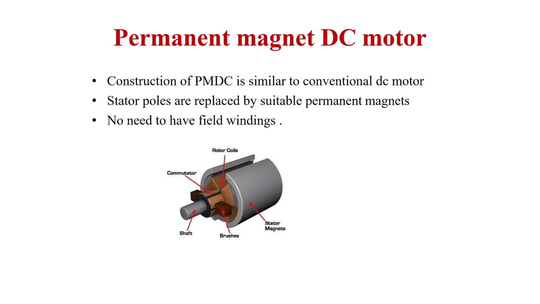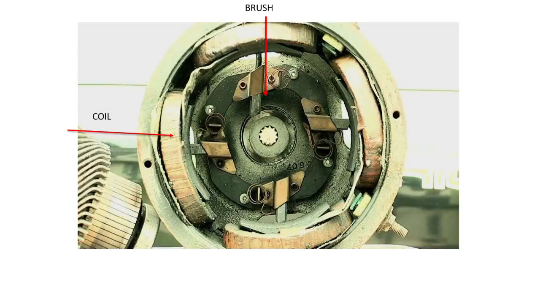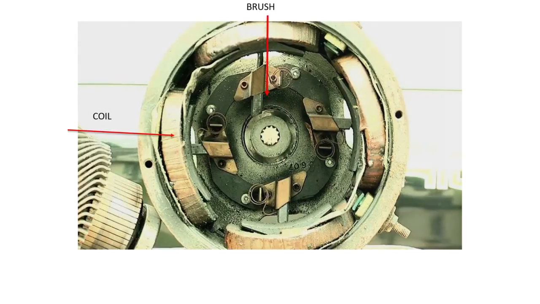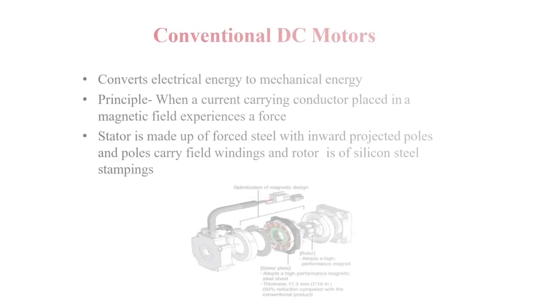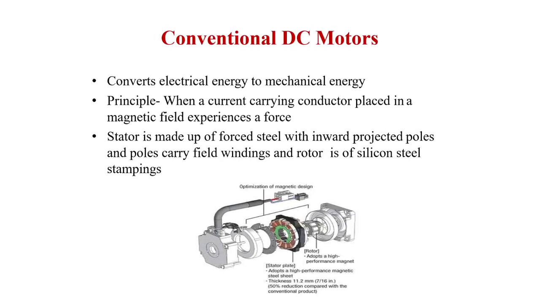Permanent magnet DC motor. Whereas in conventional DC motor we were using electromagnets in place of permanent magnets. So what is an electromagnet? We are making a material a magnet by passing electricity through it, like a solenoid. So we are making the material a magnet by passing electricity through it, and it is called an electromagnet.